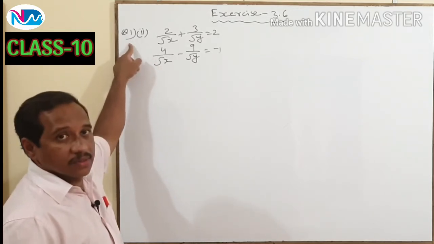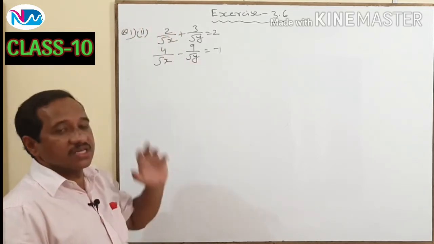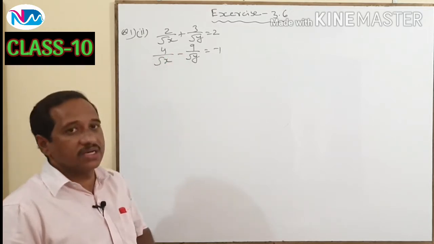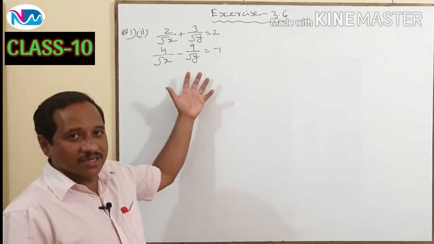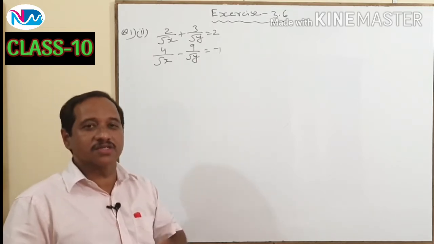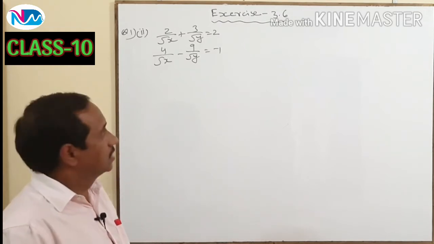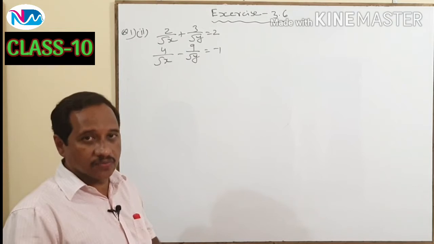Under question number 2, the equations given are 2 by root x plus 3 by root y is equal to 2 and 4 by root x minus 9 by root y is equal to minus 1. Definitely, you know that these two equations are not in the standard form of a pair of linear equations in two variables. So here we have to convert this into the standard form.